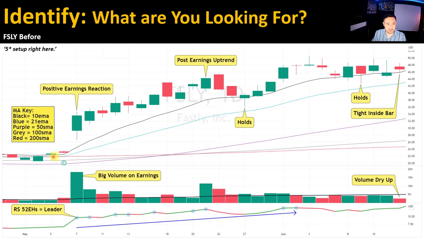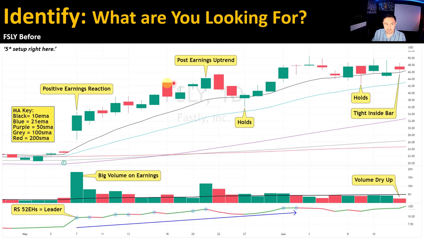Fastly, 5-star setup, right here. So see how the stock is trending. See how it holds the 10 in here. Then it holds the 10 in here. See how it gets really tight. There's this inside bar here. Look how the volume dries up. Same things are happening. Note the relative strength line as well. Look at the reaction to the earnings. Big volume on the earnings, positive reaction, then the trend there afterwards.